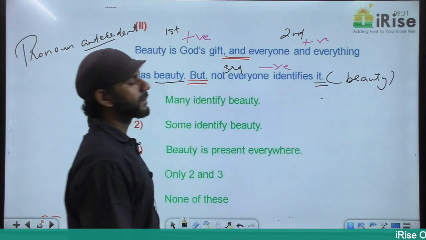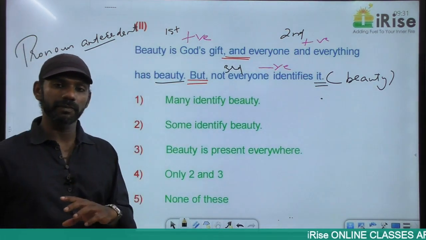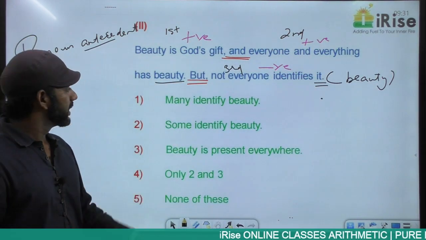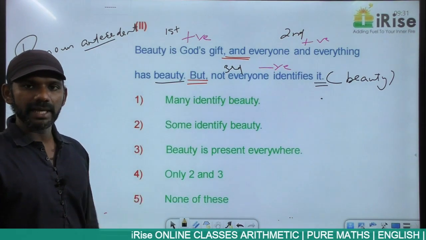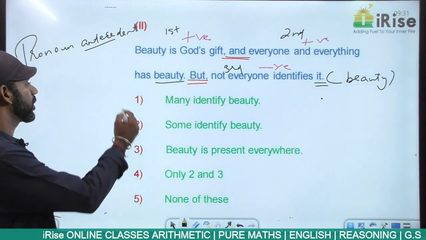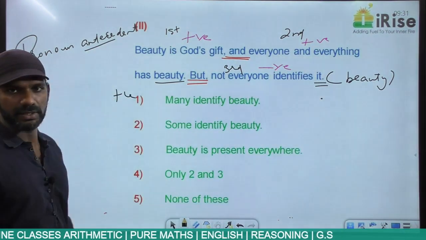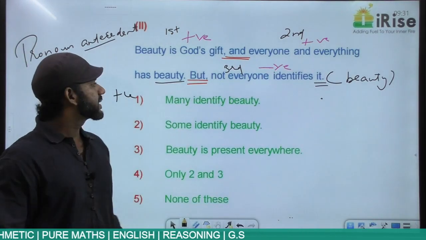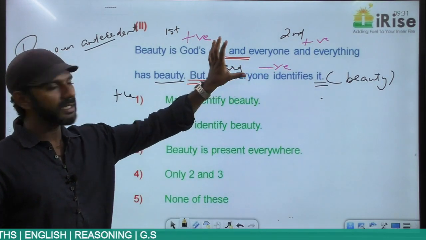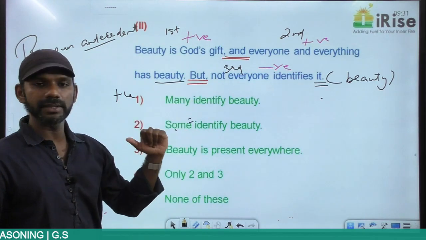Fine. Now come to the options. Understand the question properly before moving on to the options. The first option: many identify beauty. This option is positively judged. There's no negative word here. Exactly which idea in this sentence talks about this option?